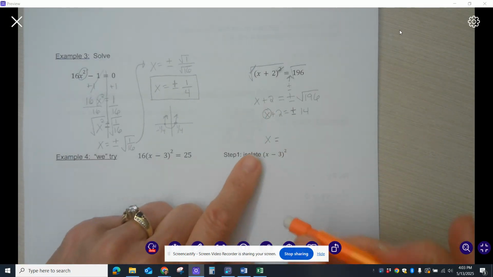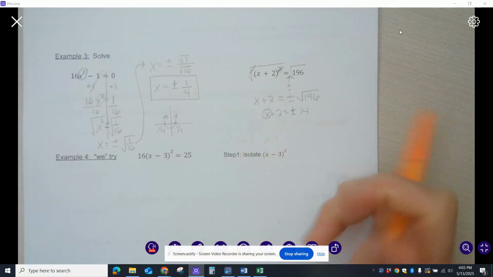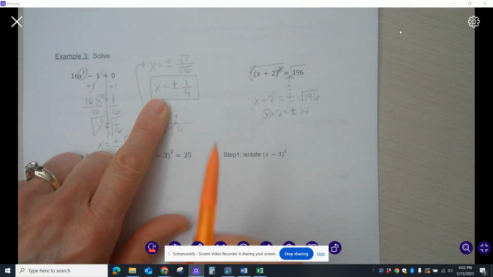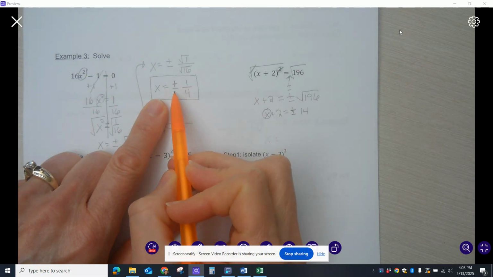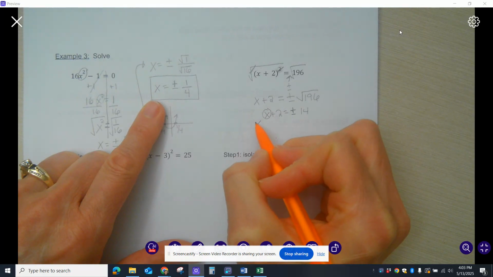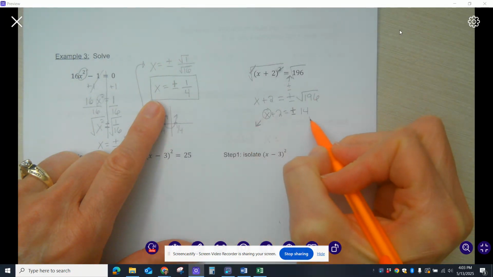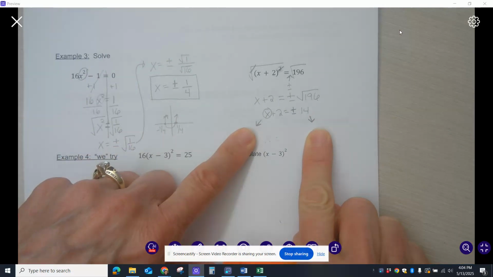But what I want you to do at this step is think, we are going to get 2 answers, just like we did over here. But here, they were kind of the same number, the positive and negative of the same number. This time we're going to get 2 completely different answers. So I want you to say, okay, I'm going to split this now and say I'm going to write 2 equations and I'm going to get 2 answers.